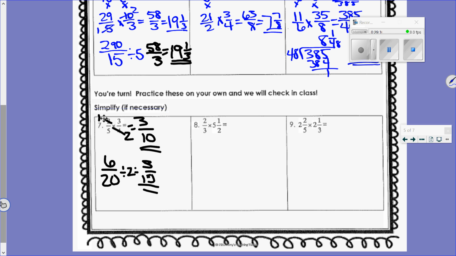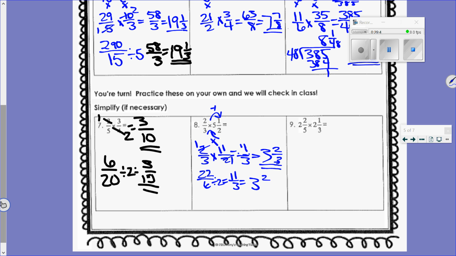Our next one, don't forget our slam dunk first. So 2/3 times 2 times 5 is 10, plus 1 is 11. Again, we have one reduction on the 2's, gives us 11/3. So that's going to go 3 times with 2 left over. Without the reductions, we had 22 over 6, which I can divide by 2 to give me the 11/3, and then get to 3 2/3.